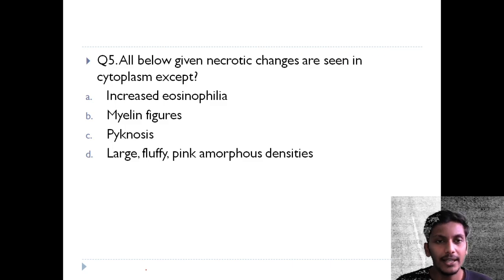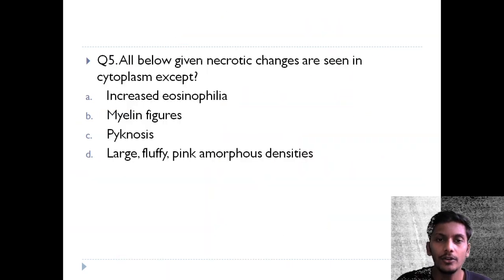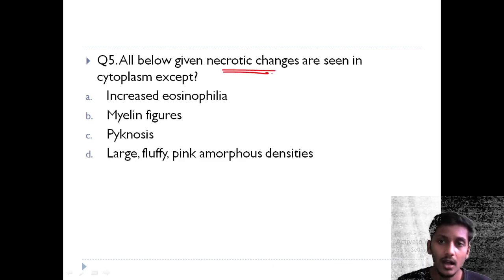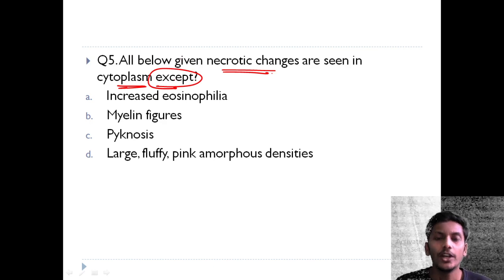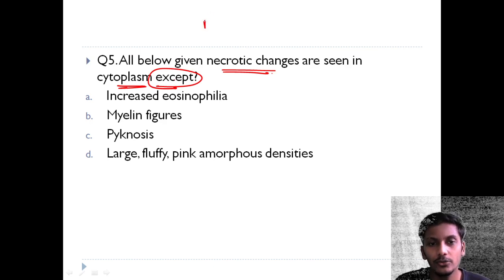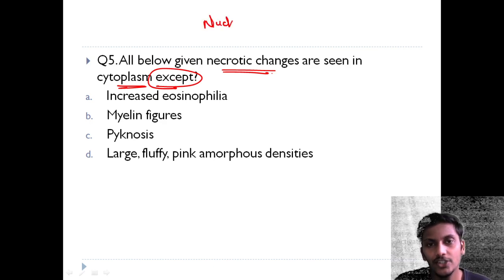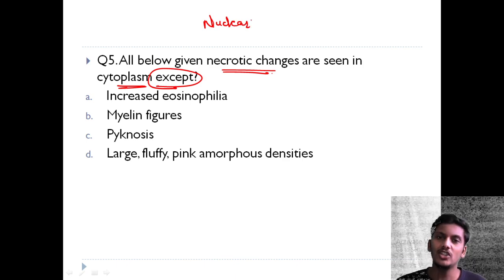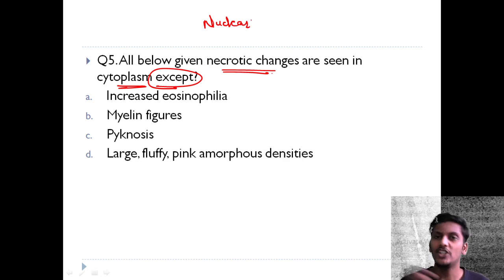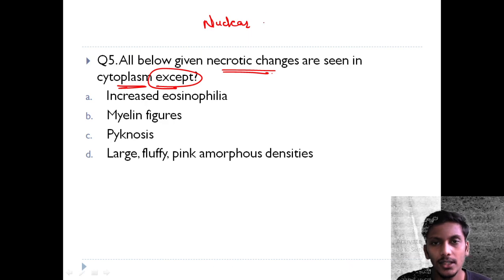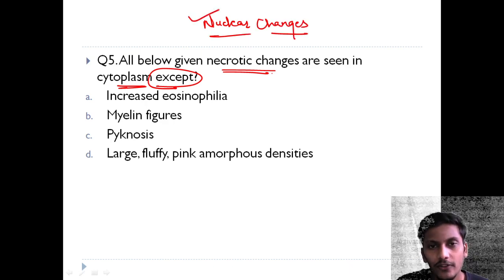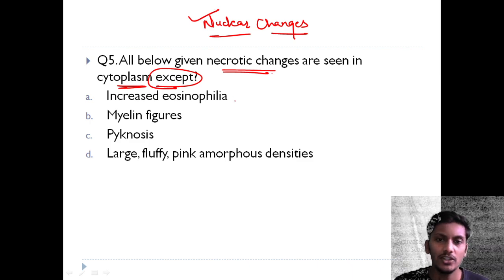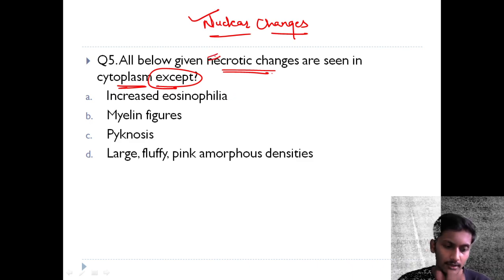Now moving on to our next question, question number 5, which states: all below given necrotic changes are seen in the cytoplasm except. So what do you need to rule out? You need to rule out a nuclear change, right? Either there can be changes in the cytoplasm or changes in the nucleus. Here they are asking all of the changes are cytoplasmic except one. You need to find out the nuclear change which occurs in necrosis.